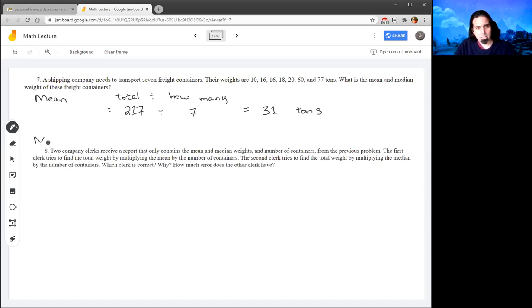tons. Then the median, I have to take the sorted list. It looks like it's already sorted, and find the middle. So there's 3 on that side, and there's 3 on that side. So the one in the middle is the 18. Okay, questions about 7 before we move on to 8?